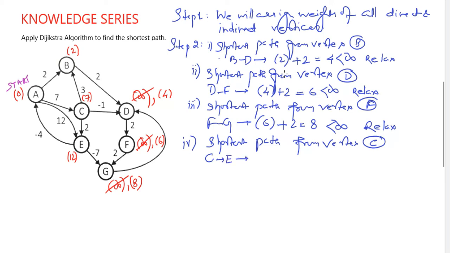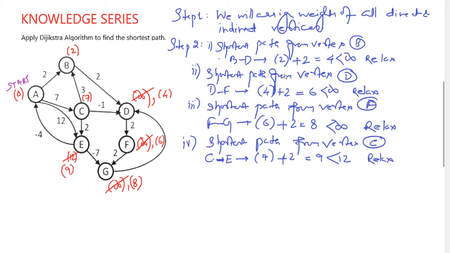So C to E. C has a weight of 7 plus 2, that is 9, and 9 is less than 12. So automatically this is a relaxed condition. So we modify this 12 to 9.